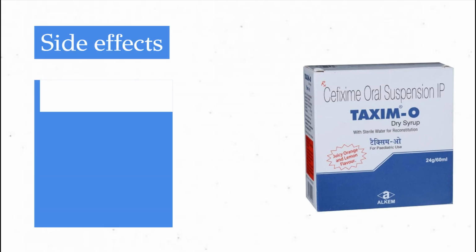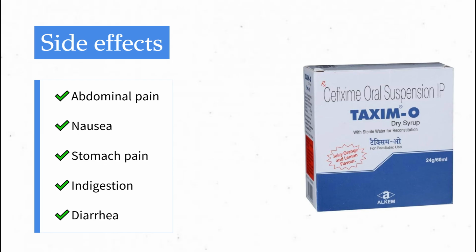Side effects. Like all medicines, TAXIM O Dry Syrup may cause some side effects. Common side effects include abdominal pain, nausea, stomach pain, indigestion, and diarrhea. If these side effects persist or worsen, medical advice should be sought.